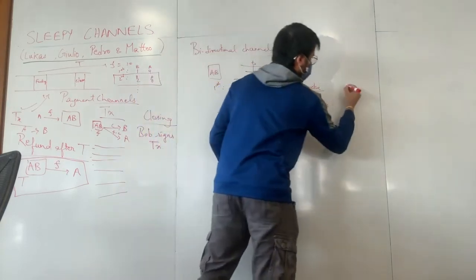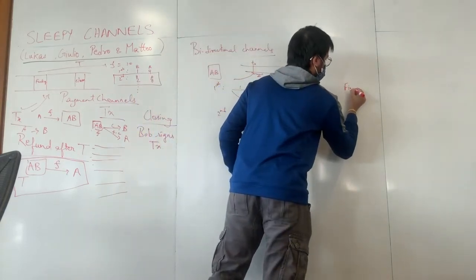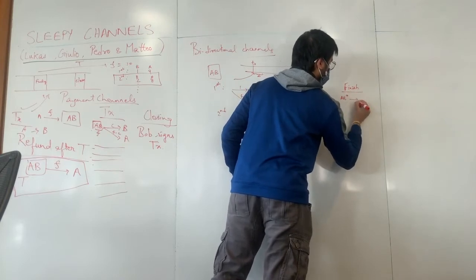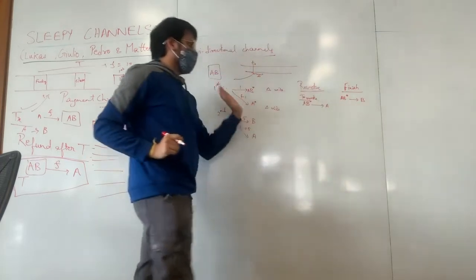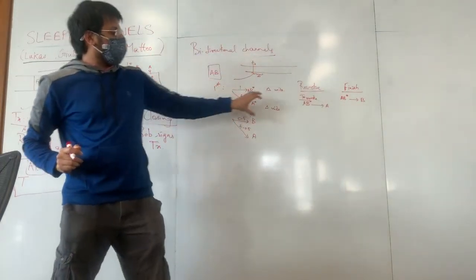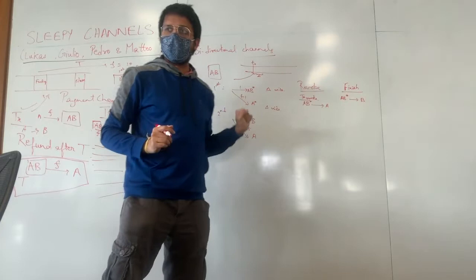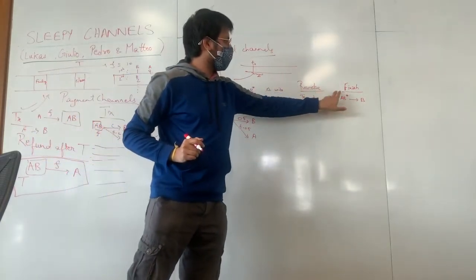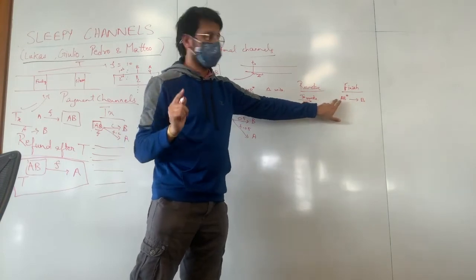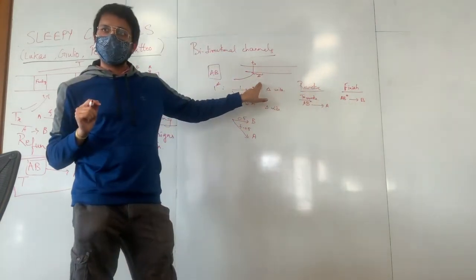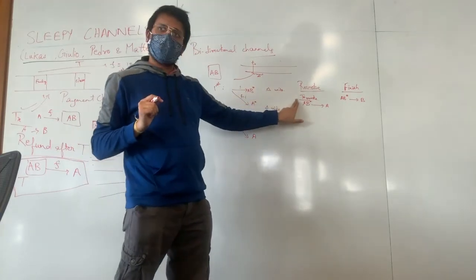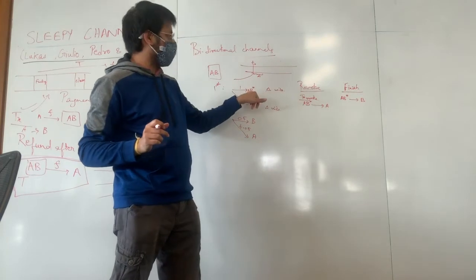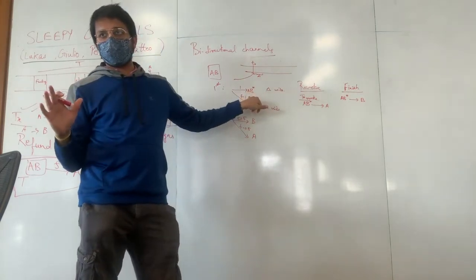Okay, so what do I mean by this? It's like, let's call this like finish. What this does is it takes the AB star and it takes it to B. So in addition to this, they have like these two transactions, right? Now, the point is that this transaction can be posted only after delta units, while this transaction, you can set the script in such a way that this transaction can spend from AB star immediately.